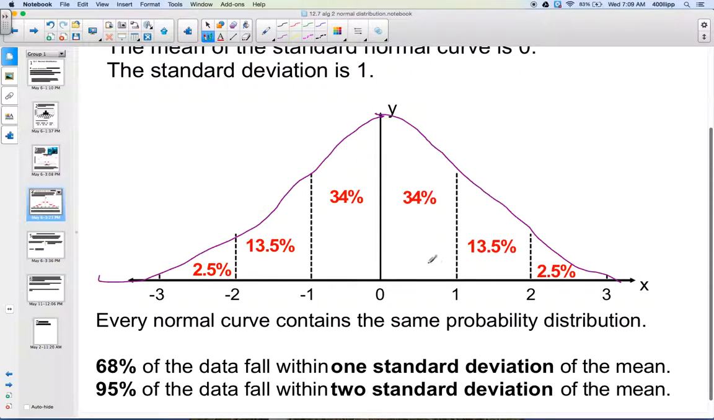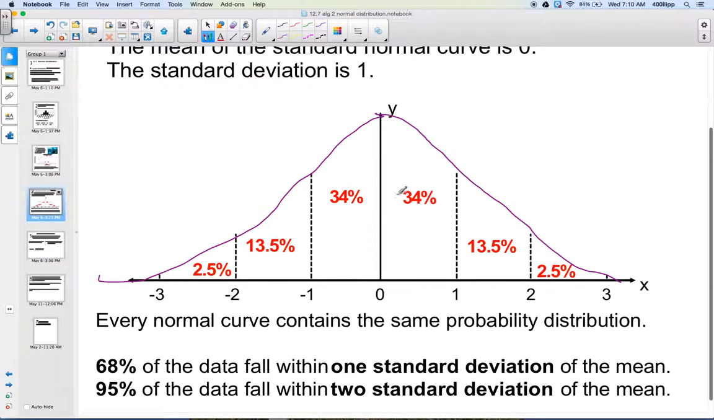So within one standard deviation above the mean, it's 34%. One standard deviation below the mean will be 34%. 1 to 2 standard deviations above the mean will be 13.5%. 1 to 2 standard deviations below the mean will also be 13.5%, and 2 to 3 standard deviations above and 2 to 3 standard deviations below will be 2.5%. So this will give us a total of 100% of our data lying within three standard deviations above and below the mean.